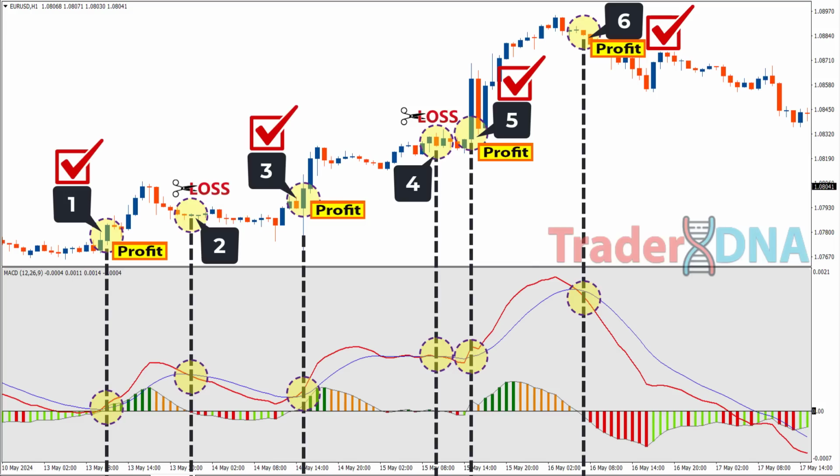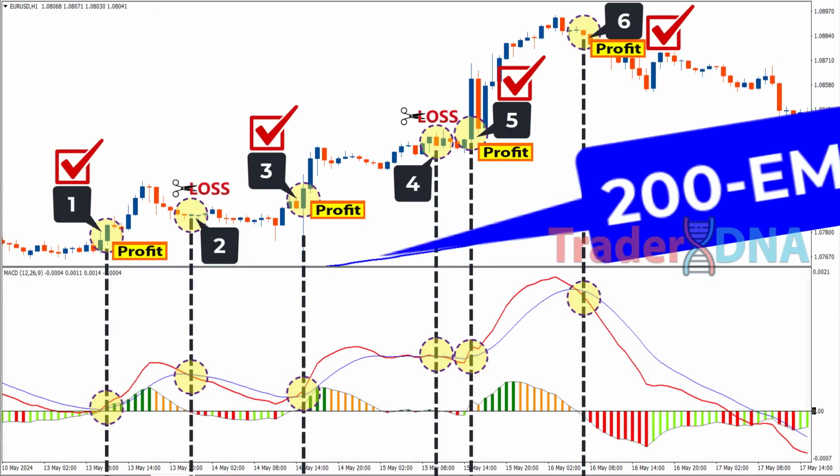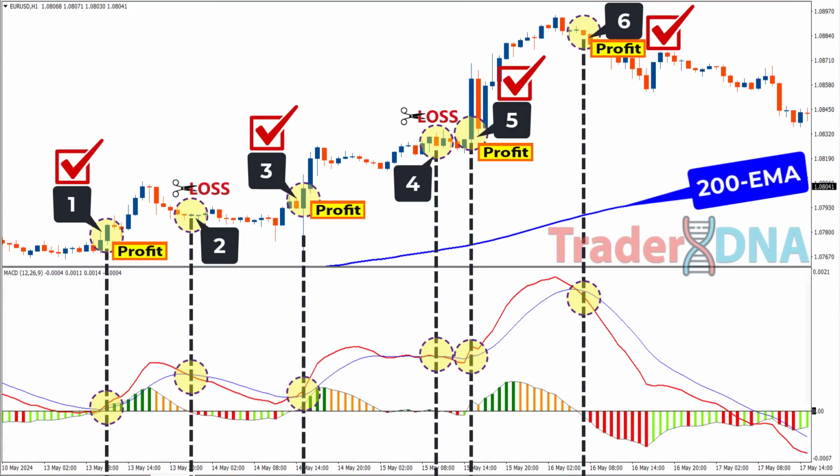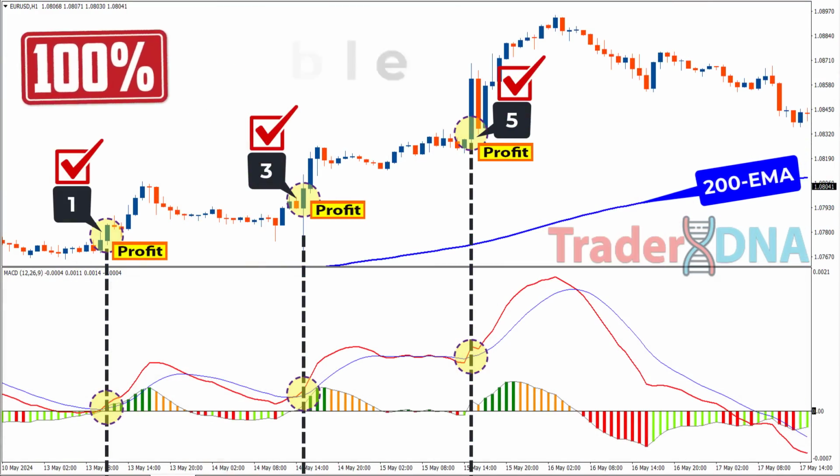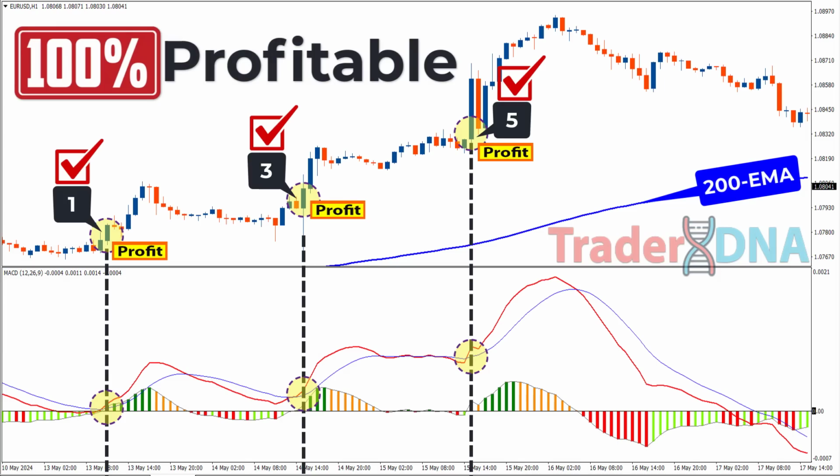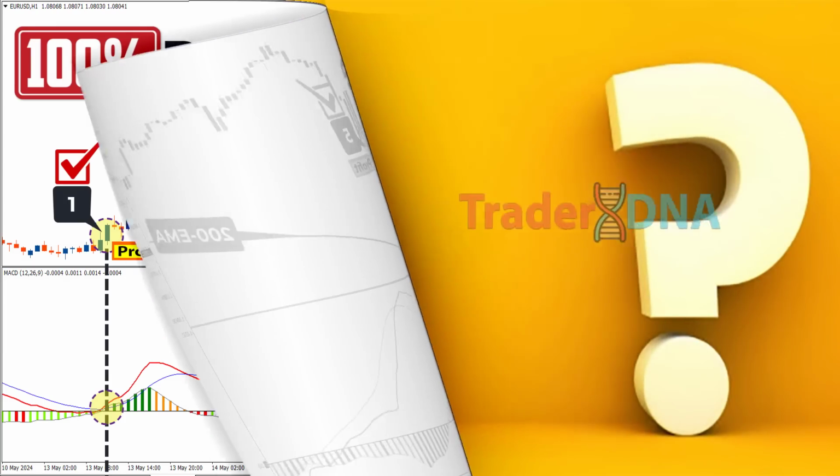Second, however, if you adhere to the supplementary trading rules, such as following the 200-period EMA trend, then only these 3 MACD buy signals are valid, but all your trades are profitable. So, the supplementary trading rules help you identify less frequent, more conservative entry points.